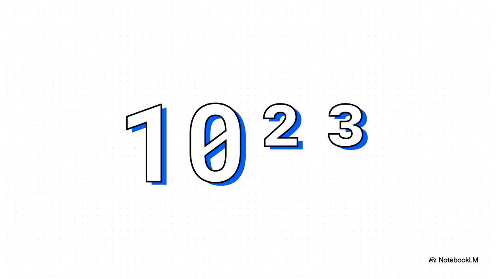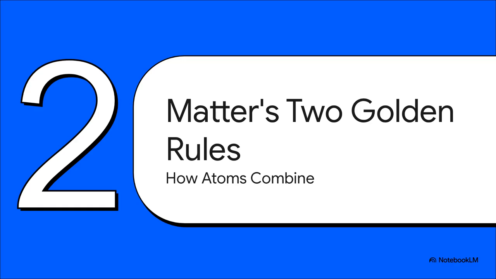And when I say tiny, I mean it's almost impossible to wrap your head around. Take a look at this number. That's roughly how many iron atoms are in just one small iron nail. They are so ridiculously small that you could fit millions of them on the period at the end of this sentence. It's just staggering.